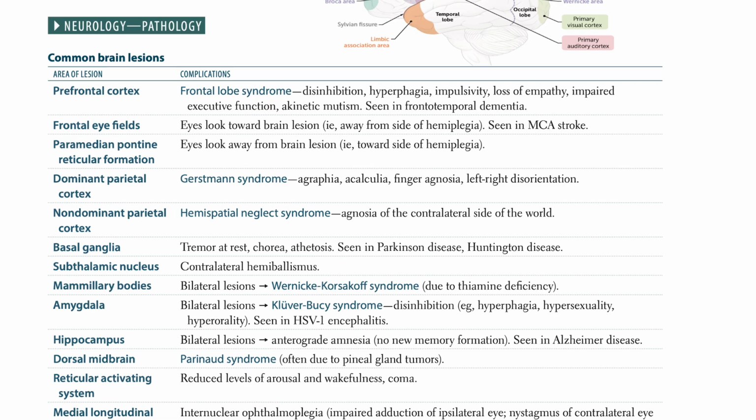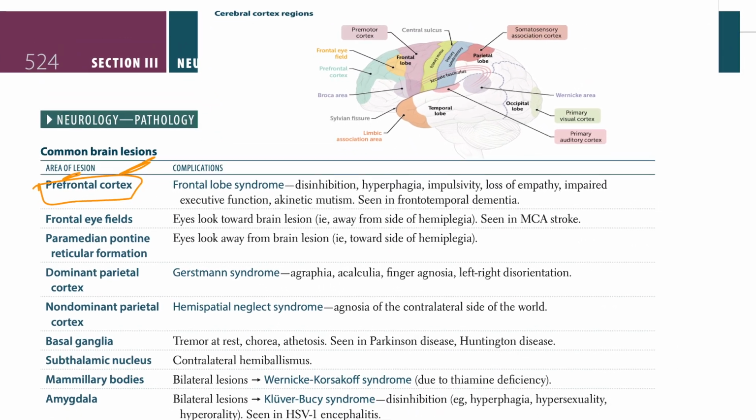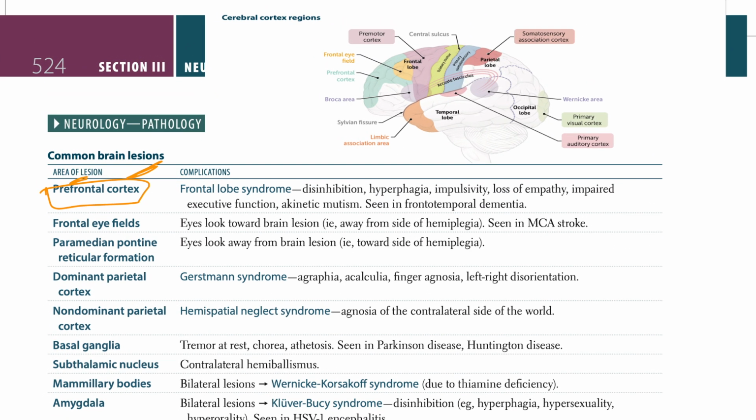All right, let's talk about pathology. So, what are the common brain lesions that we have? The first area of lesion is the prefrontal cortex. I have a picture here so you can really see what we're looking at. Prefrontal cortex right here, right?